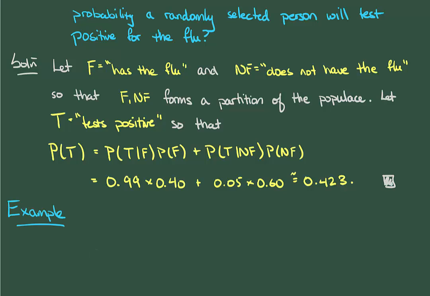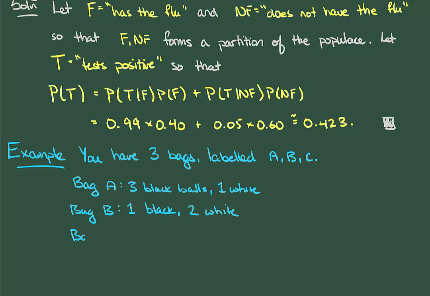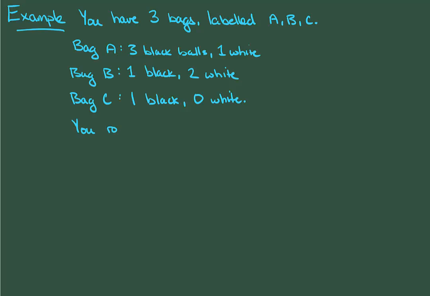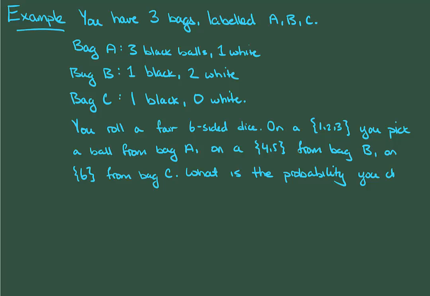Okay, let's make it a bit tougher. Let's suppose that I give you 3 bags labeled A, B, and C. Each bag consists of some allocation of black and white balls according to the following scheme. Now, we roll a fair 6-sided dice, and we will use the result of that dice to choose a bag. If we choose 1, 2, or 3, we'll choose from bag A. On a 4 or 5, we'll choose from B, and on a 6, we'll choose C. If we pick one ball from the selected bag, what's the probability that that ball is black?